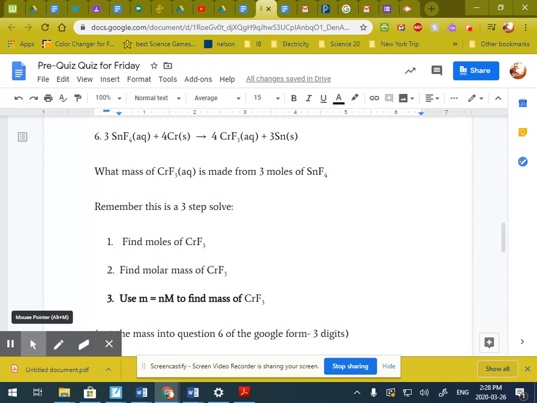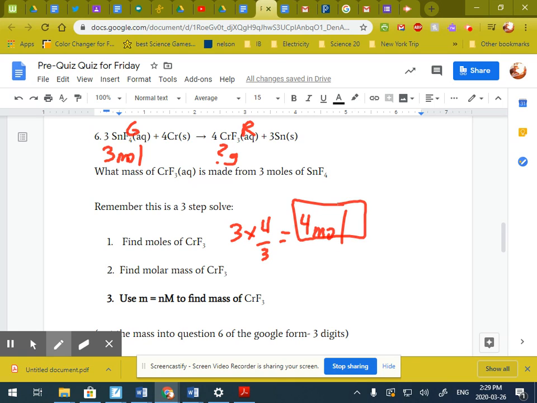Okay, now the toughest question. This is a tough one because it's a mole to mass question. So if we're looking at this problem, it's saying what mass of CrF3, question mark, grams, is made from 3 moles of SnF4. Okay, so this is a little tougher. We can't just use mole ratio and be done with it. But we're going to have to in our first step. Find the moles of CrF3. This is our required, that's our given. We're going to go 3 times 4 over 3, and that will give us how many moles there is. Now, that gives us 4 moles. We're not done yet. We're going to be using that number in a second.